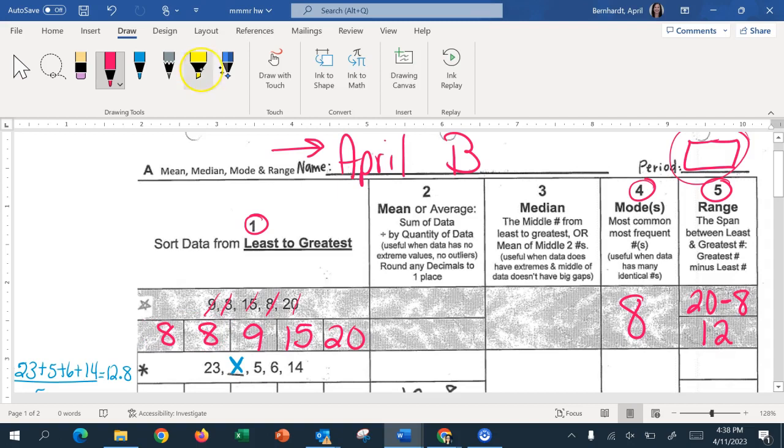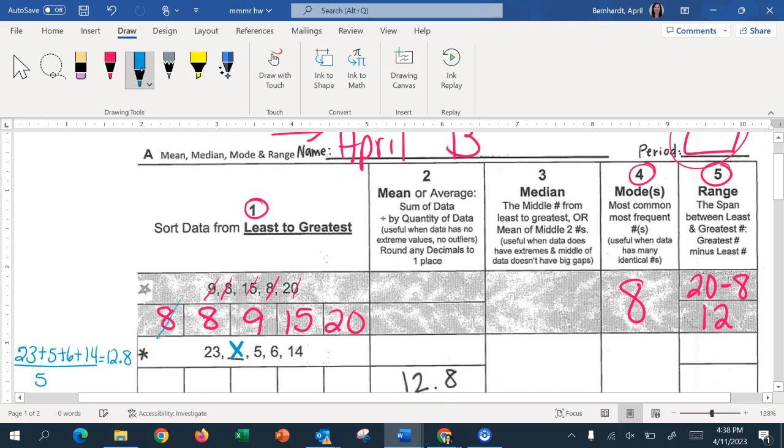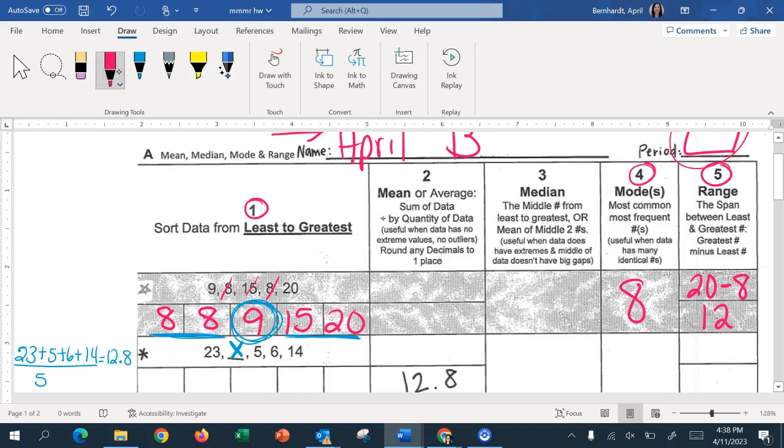Next, I look for the median. Again, depending on your comfort level, you can certainly cross them off from low to high to get to your middle number. I know that median cuts the data set in half. So I see two numbers on the left side, two numbers on the right side of the 9. So I know there's equal amounts on each side. So the median is 9.